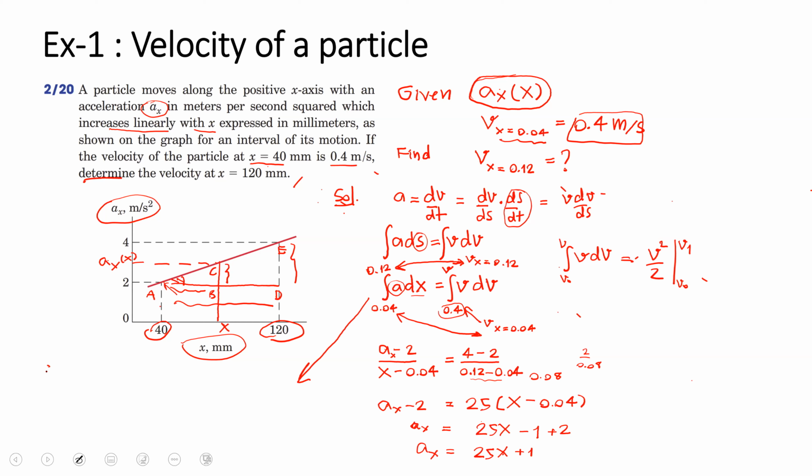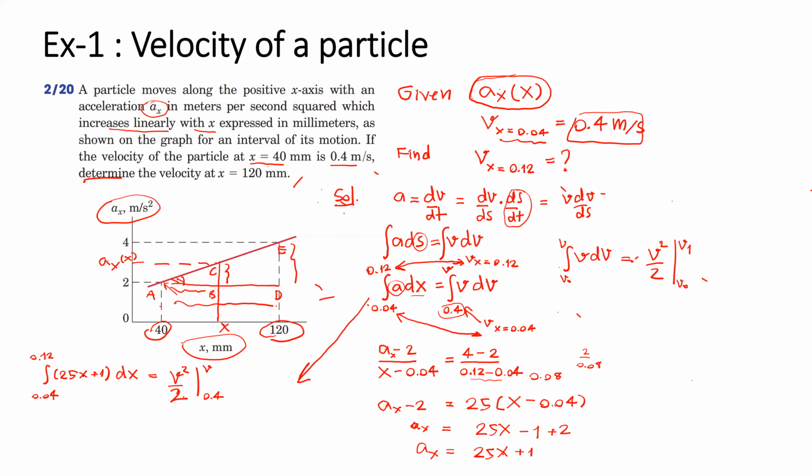So the integration of 25x plus 1 dx from 0.04 to 0.12 is equal to, on the right hand side, v squared per 2 of v0, which is 0.4, to the v that we want to find.